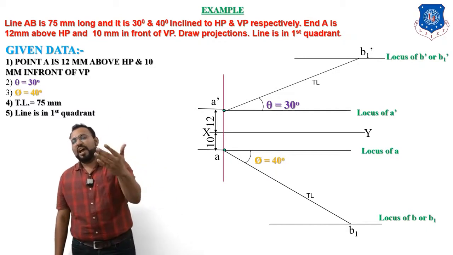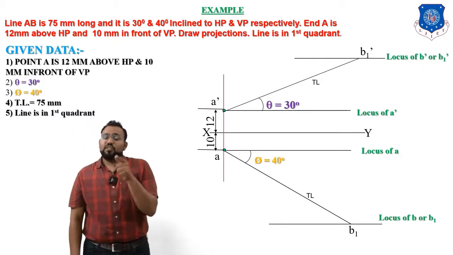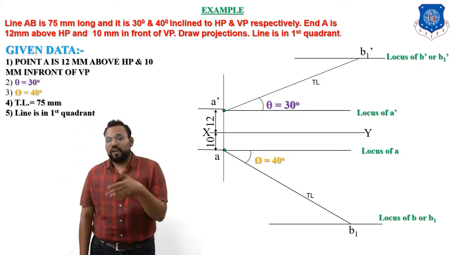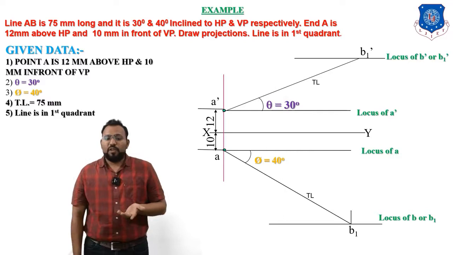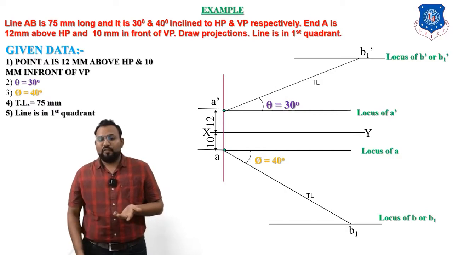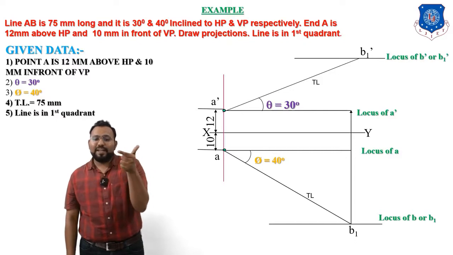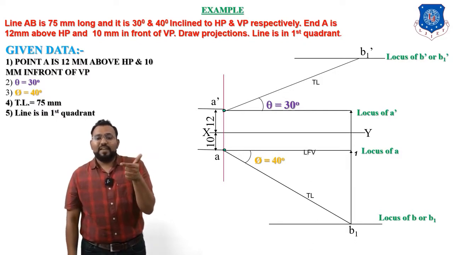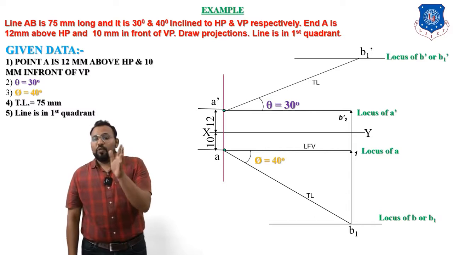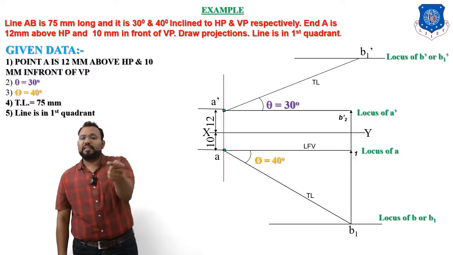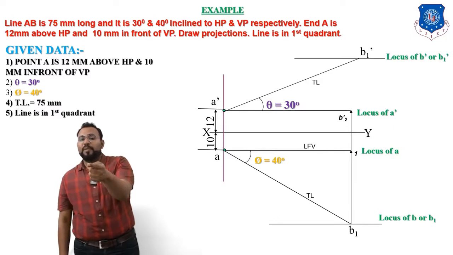Now you can see that we have the true length with us, and using this true length we have to find the front view and top view. So now, from B1, I will draw one vertical line up to the locus of A dash, and wherever it intersects the locus of A dash I will give it the name point B2 dash. As you can see on the screen, from B1 I have drawn one vertical line, and where it intersects the locus of A dash I have named it point B2 dash.